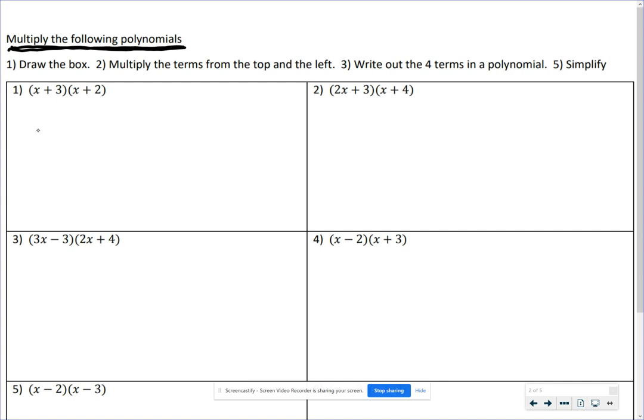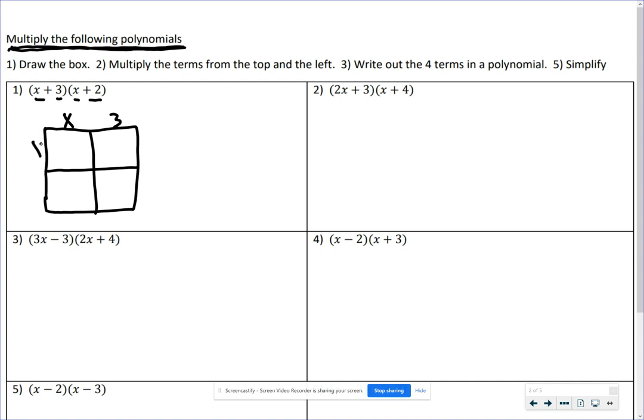So the first thing we're going to do is draw a box. We're just going to follow the instructions here. We're going to use the box method. It's just a multiplication table. Remember, in this case I have two terms, so I need a 2-column box. Both of these factors are binomials. Remember, a binomial has two terms.